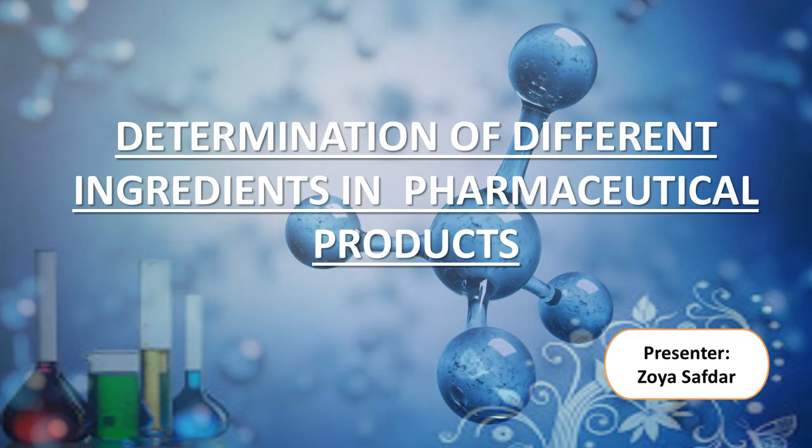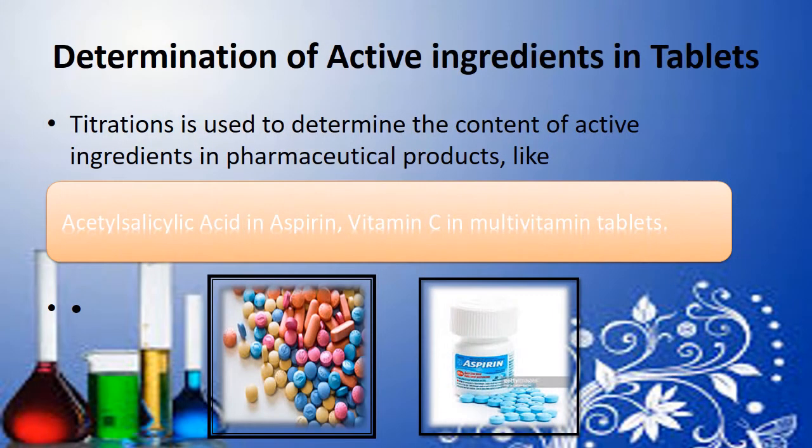Assalamualaikum, here's Safdar. I'm further going to discuss the determination of different ingredients in pharmaceutical products. One is the determination of active ingredients in tablets. Titration is used to determine the content of active ingredients in pharmaceutical products like acetylsalicylic acid in aspirin and vitamin C in multivitamin tablets.